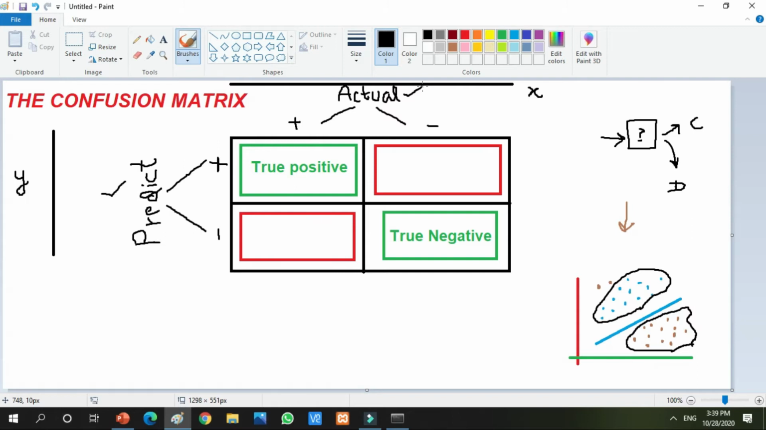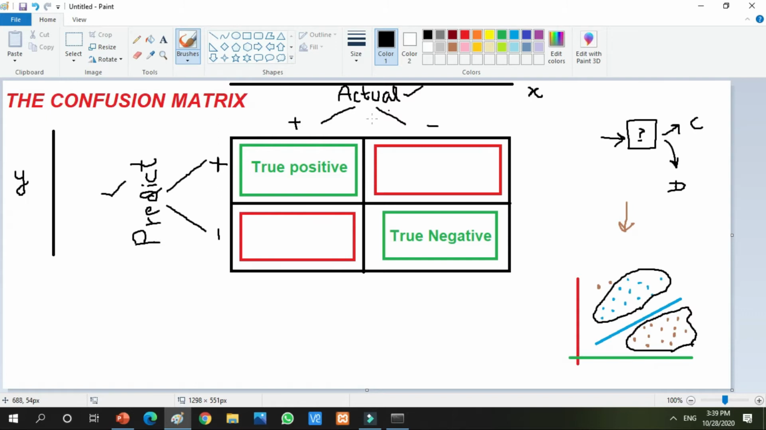So in the actual, which is the x-axis, there are two things. The one is positive, the second column is negative, and on the y-axis, which is the predicted column, the one is positive and the second is negative. So let us move inside the confusion matrix, and I am sure that if you get the proper idea, you will not get confused about the concept. You will be 100% clear about your concept and about your understanding.